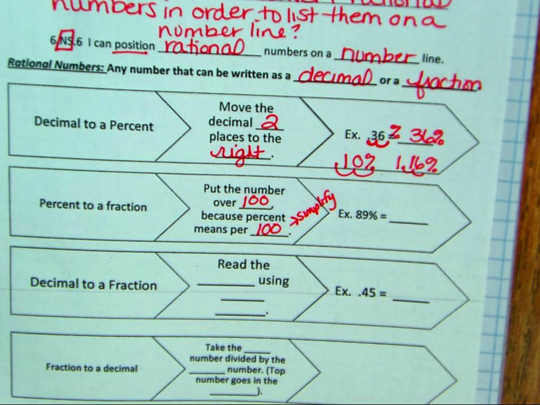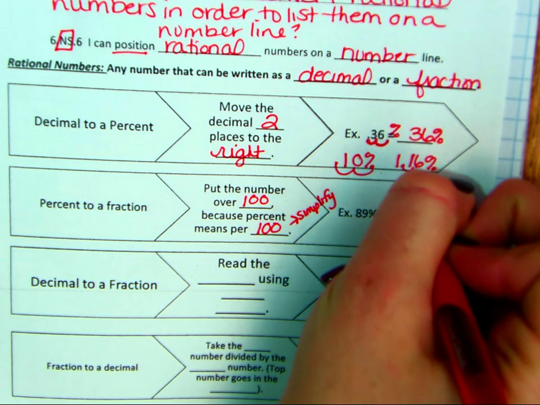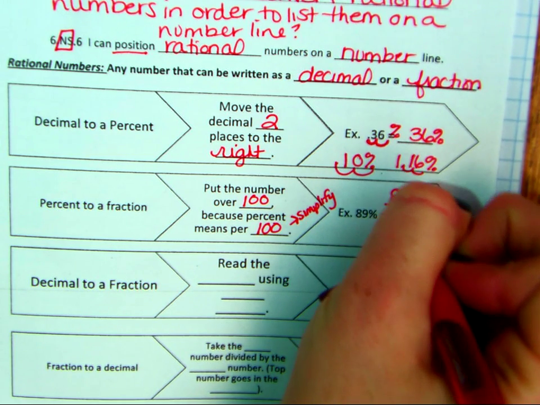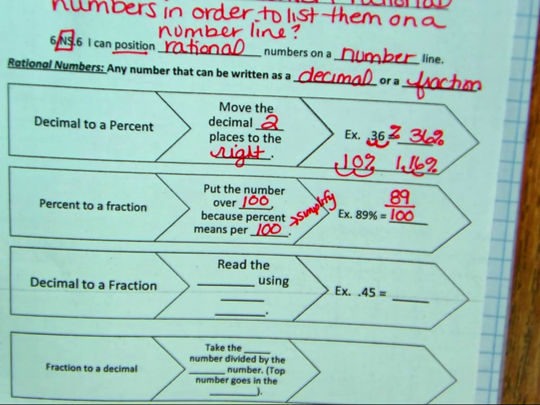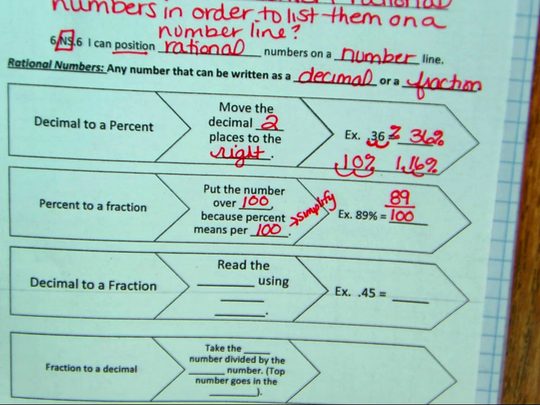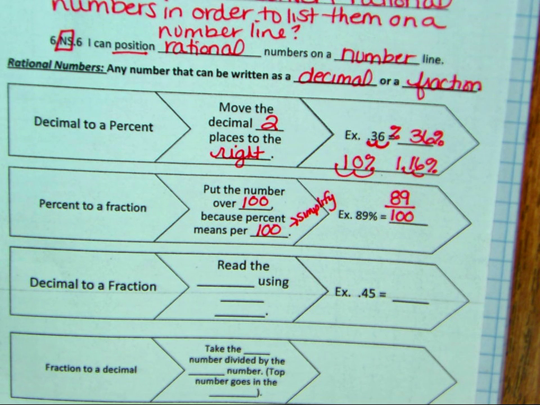So the example is, if you have 89%, I would just take that 89, put it over 100, and then looking at those numbers, can I reduce them anymore? Well, I can't, because 89 doesn't have a common factor with 100, so I'm stuck with it. But if I had 50 over 100, I would simplify that, and it would end up being 5/10 and then 1/2. So simplify if you can.